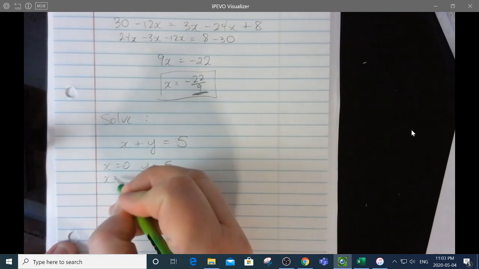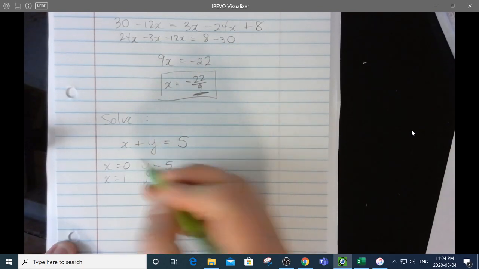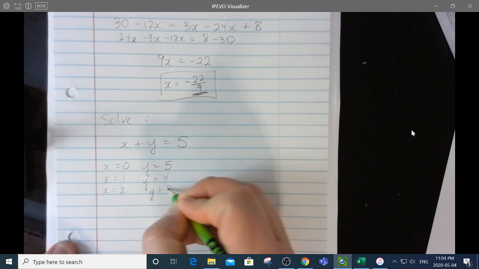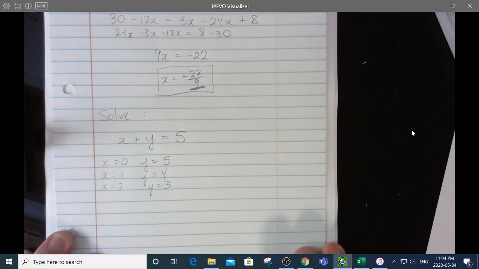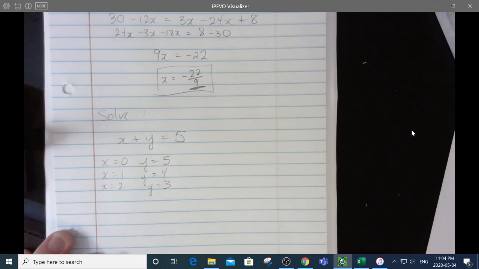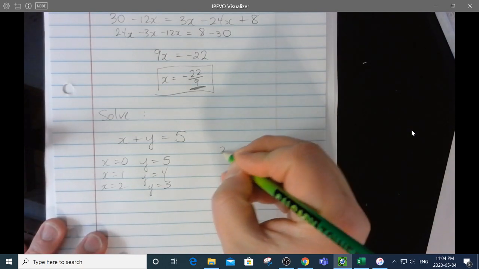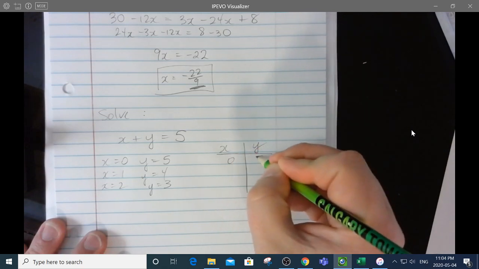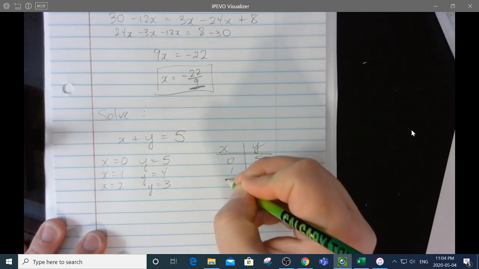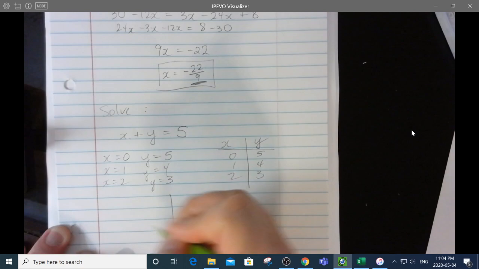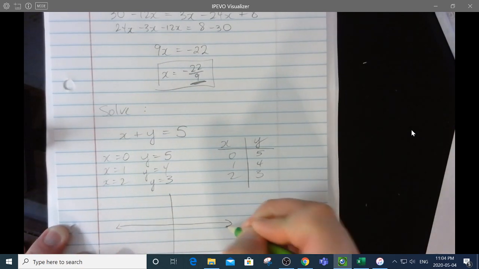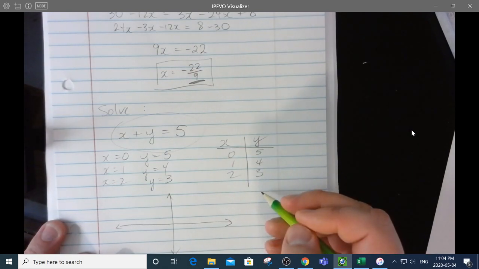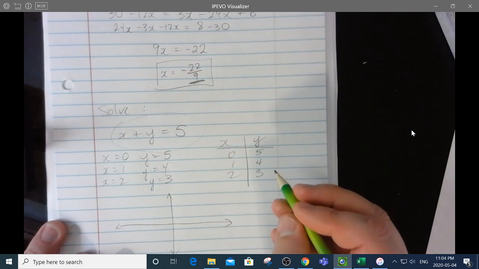Or maybe I thought x was 1 and y was 4. 1 plus 4 is a solution. x could be 2 and y could be 3 is a solution. You know, there isn't really one solution for this. But if you take all the xy's that I just found, like the pair 0, 5, and the pair 1, 4, and the pair 2, 3, and you graph them on a grid, you could realize that the solution to this is the infinite set of points that makes the line.